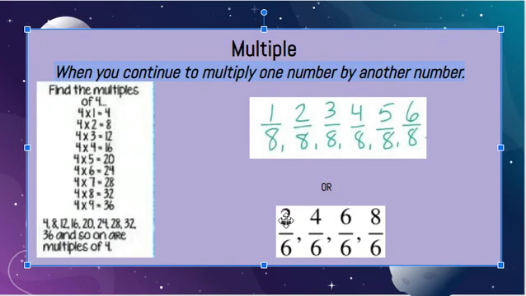Or if we were to start with a fraction of 2/6 and we were to list some multiples of 2/6, we'd be jumping to 4/6, 6/6, 8/6. So multiples are something that's used in both regular whole numbers and fractions.